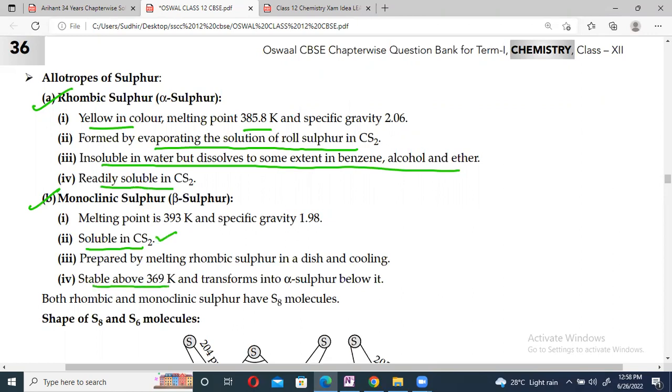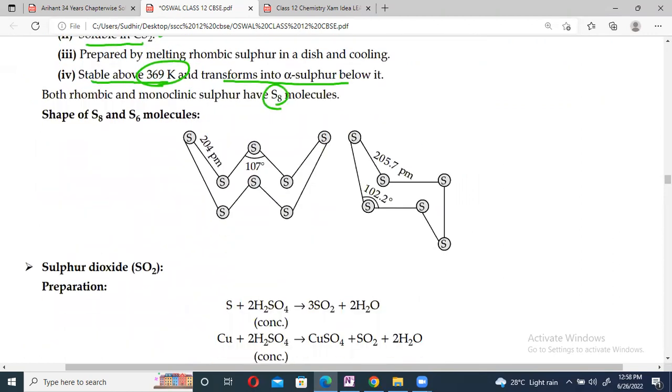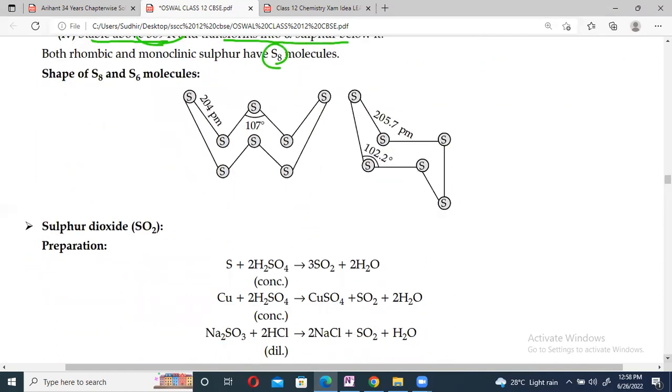This monoclinic sulfur is stable above 369 Kelvin and below it is again transformed into alpha sulfur. So this temperature is called the transition temperature. Both rhombic and monoclinic sulfur are S8 molecules. So the structure is shown here.